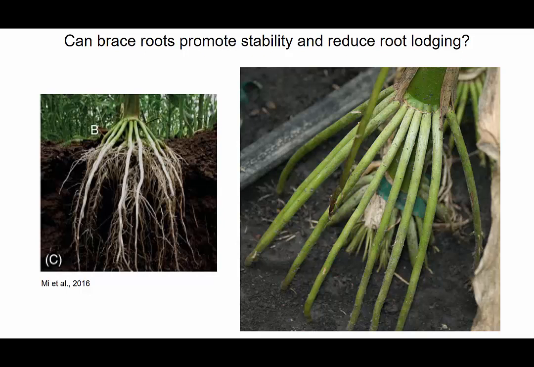And this is where we come to this last class of nodal root called the brace root. So brace roots are named because they're thought to brace plants and provide stability and lodging resistance. And so the question my lab asks is A, what are brace roots there for? Do they contribute to stability?